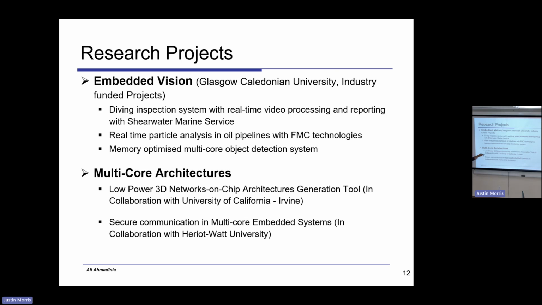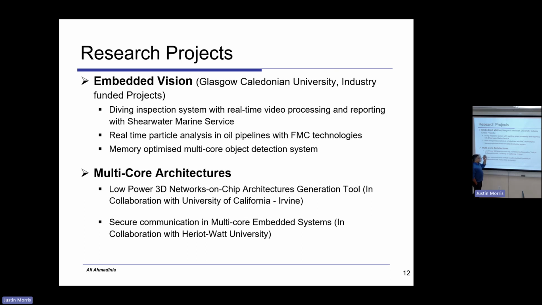So in those days, we didn't have much machine learning. So we relied pretty much on signal processing techniques, filtering to segment the foreground and background of the image and find those particles and send alert to the system. And then I also worked on multi-core architecture. Because again, when we had more processors and cores within the chip, it became more important how we can manage them.